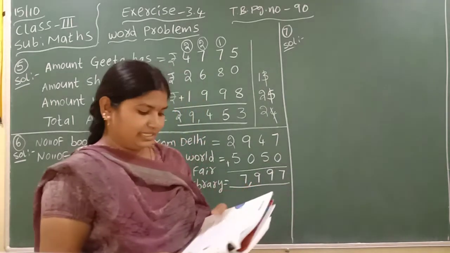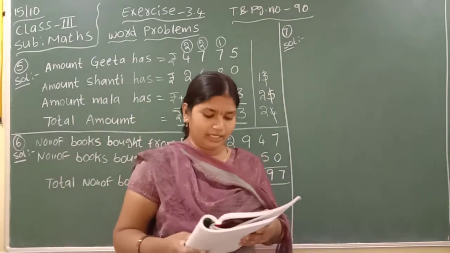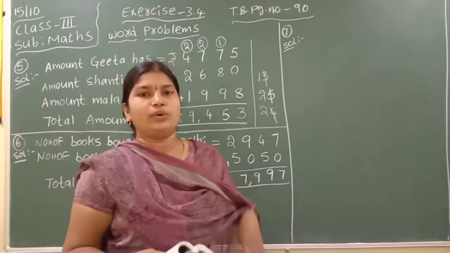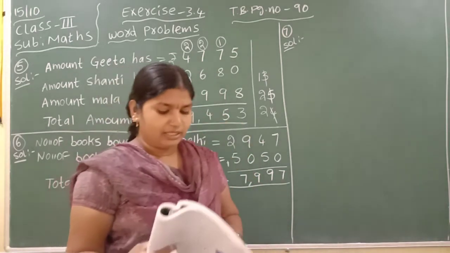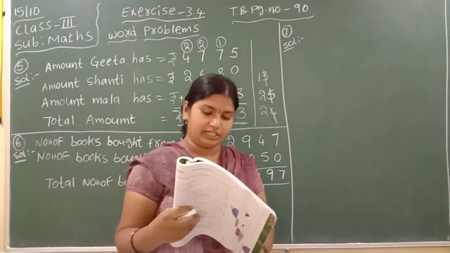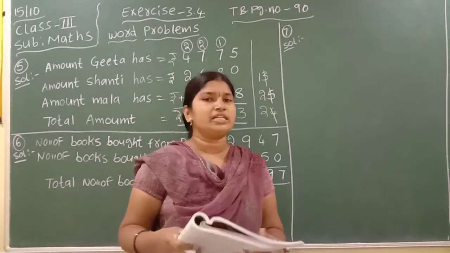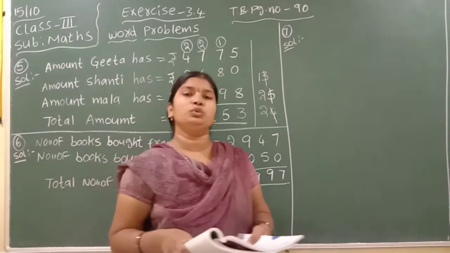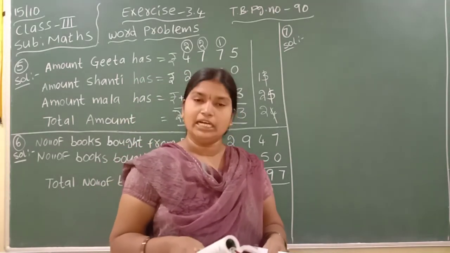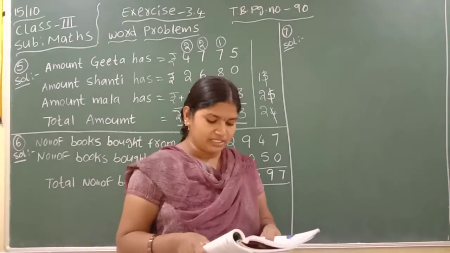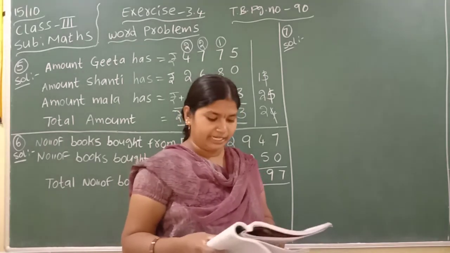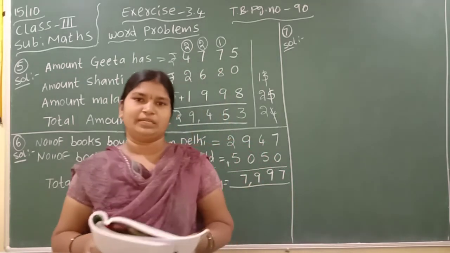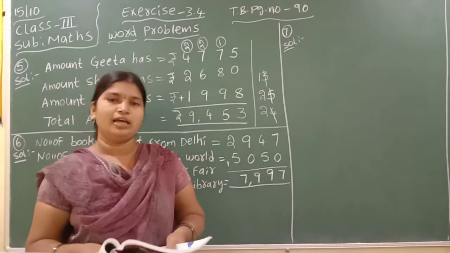Now, go for the seventh question. That is, in a garden there are 2,375 roses, 1,642 marigold and 2,470 lilies. How many flowers are there in the garden? So you have to write down the 3 flowers first separately. Then you have to add. You will get the answer.